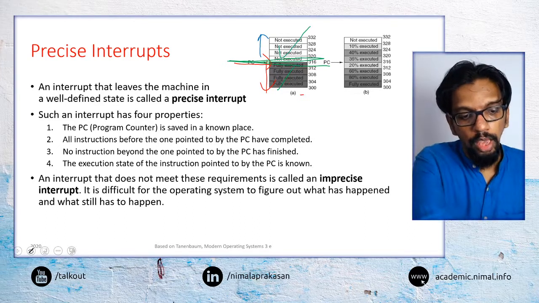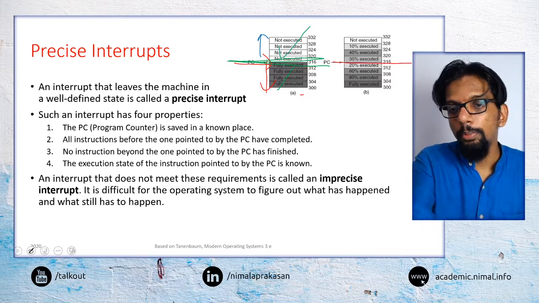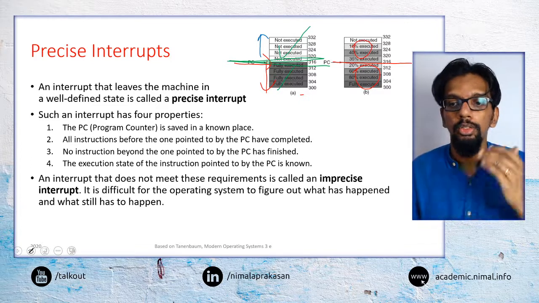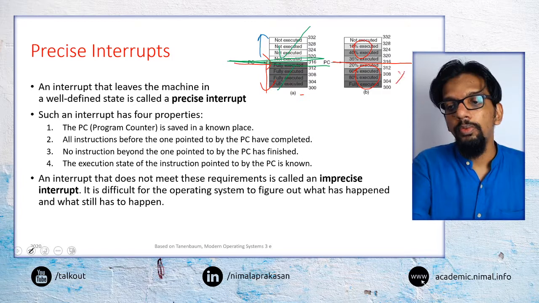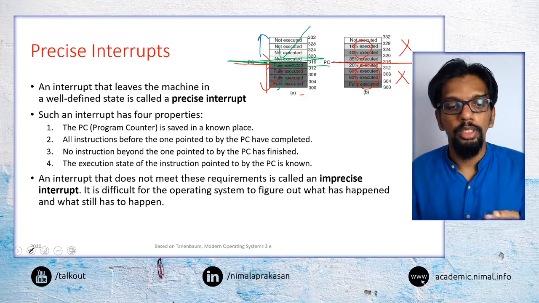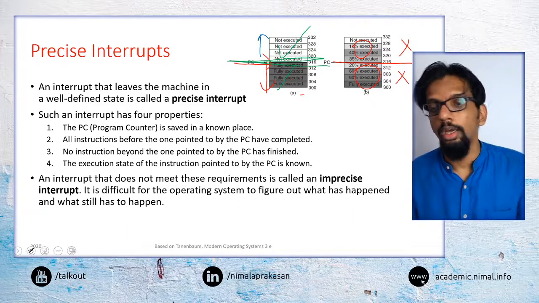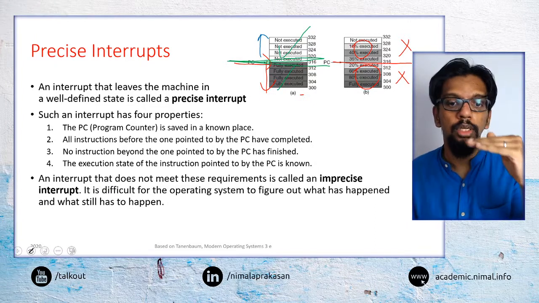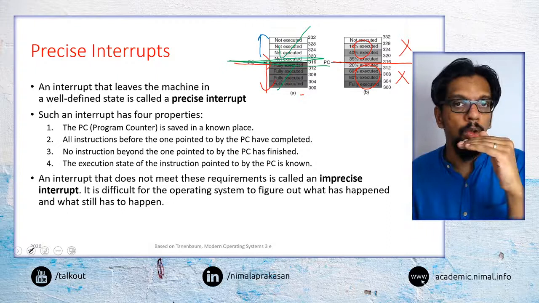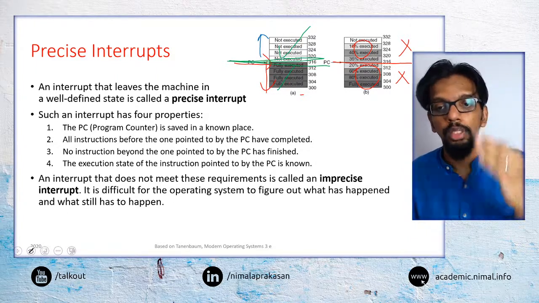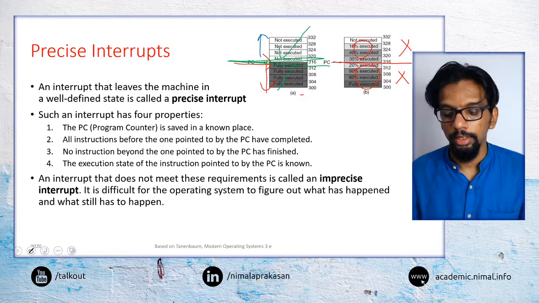Whereas if we have a situation where we stop here, but some of these are also not completed and some of these have already started, then it would be very difficult to restore back to that process. So that is one of the reasons why we would want to have precise interrupts, where all the instructions before the program counter or the current instruction are fully executed, and all the instructions after that are not at all executed yet.